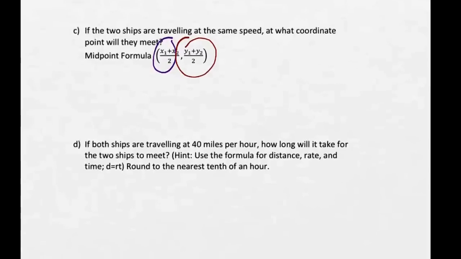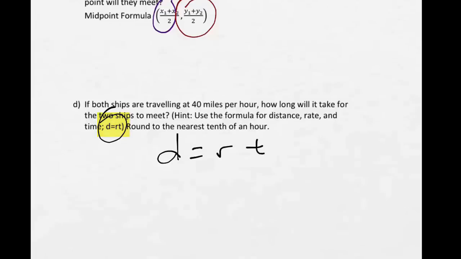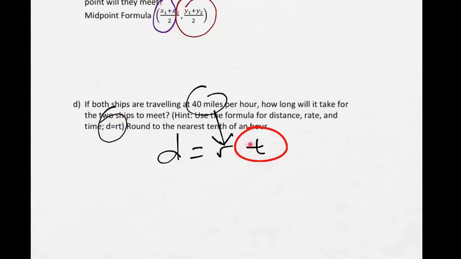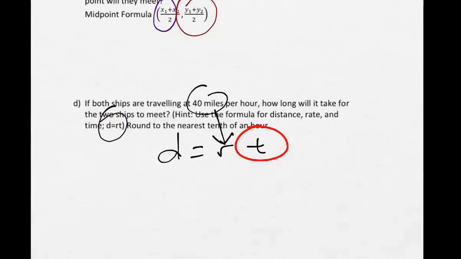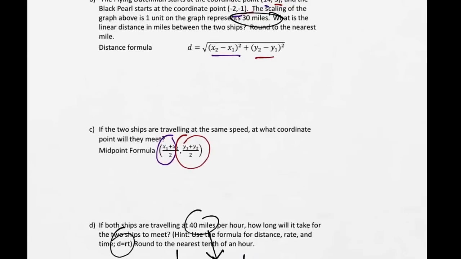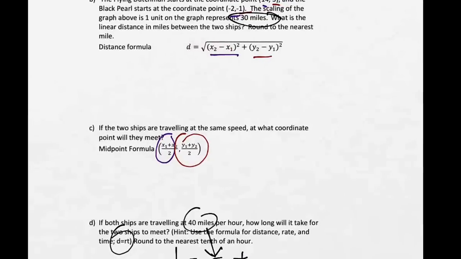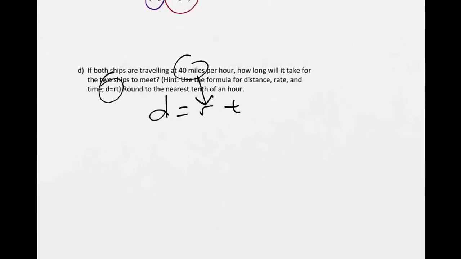Now the last thing is that if both ships are traveling at 40 miles an hour, how long will it take? Now we have that d equals rt from right here. You remember this one from a long time ago. So with your d equals rt, we have the rate. The time is the thing that we don't know about yet, so this is what we need to find. But this distance right here is a problem, because we need to use the distance that's from up here in letter B. However, I can't use that whole distance.